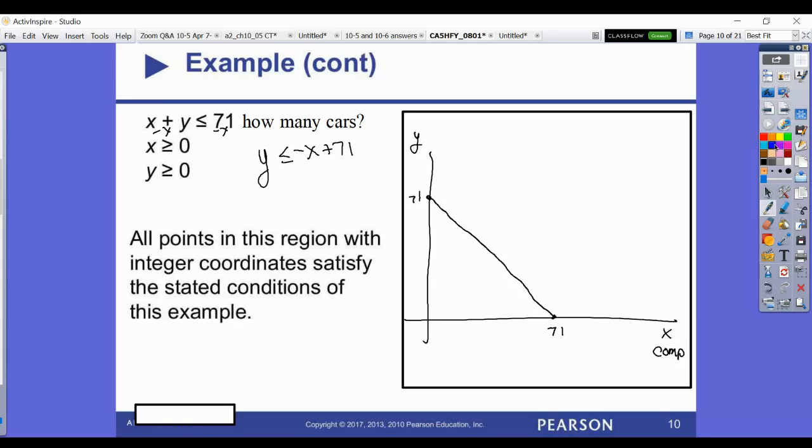What about shading? Well, don't forget to shade. This one's pretty simple. I can't buy more than 71, so I can't be over here. I have to be in this area. So when you go to shade, if your tools work, you would color in this region here. So this is how you get a bounded region with some corners on it. And we'll talk about that a little bit more in a minute.